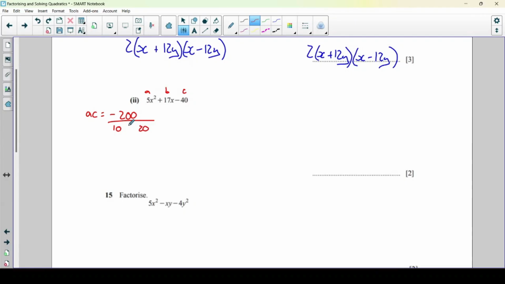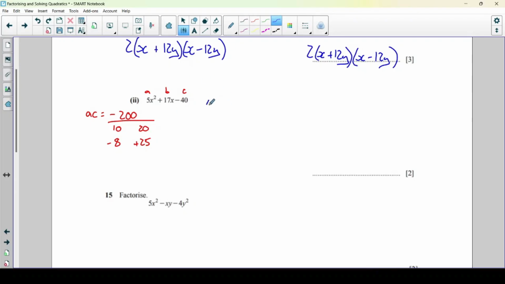Now the difference of those is 10, so I want it to be a bit further apart than that. 9 doesn't go in. Does 8 go in? Yeah, it does. It's 8 and 25, isn't it? Because 4, yeah, so 8 and 25. And they do have a difference of 17. So those are the two numbers we want. We've got plus 17, so that means we want plus 25 and minus 8.